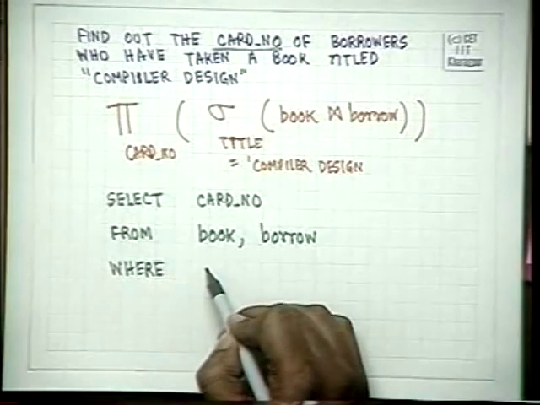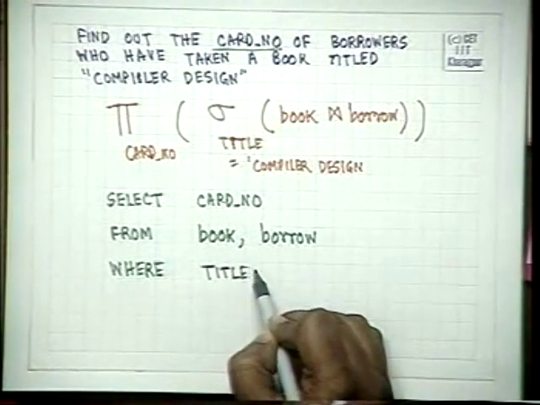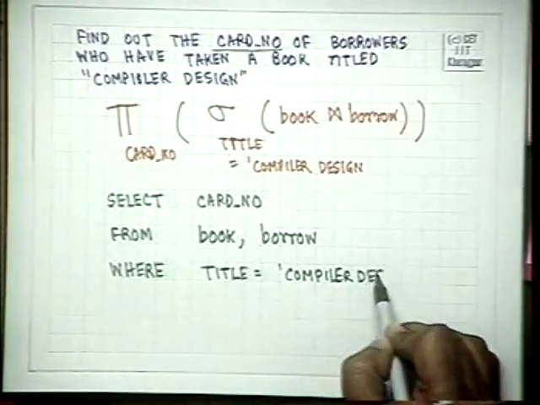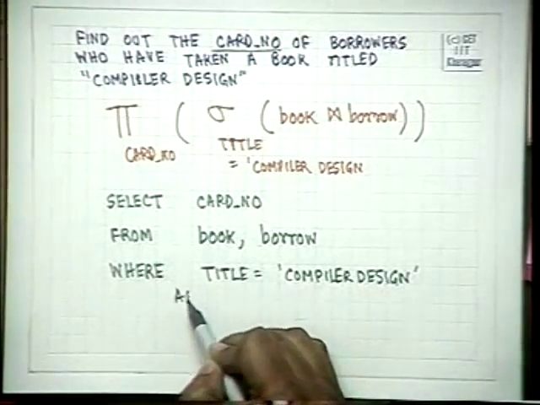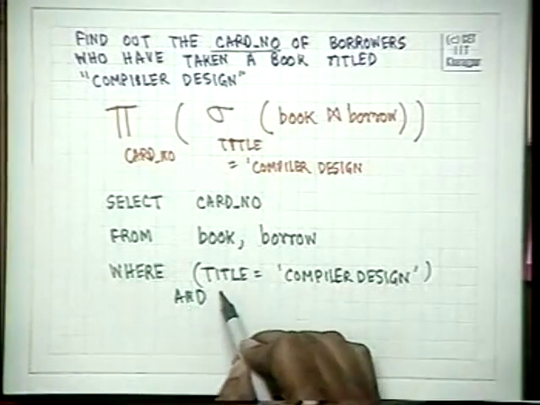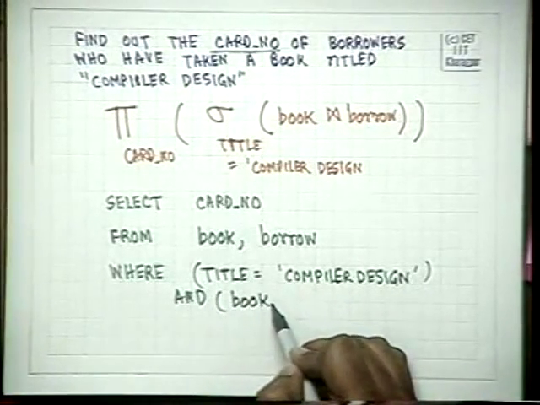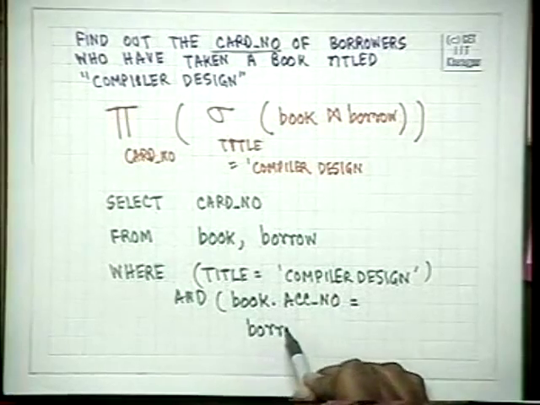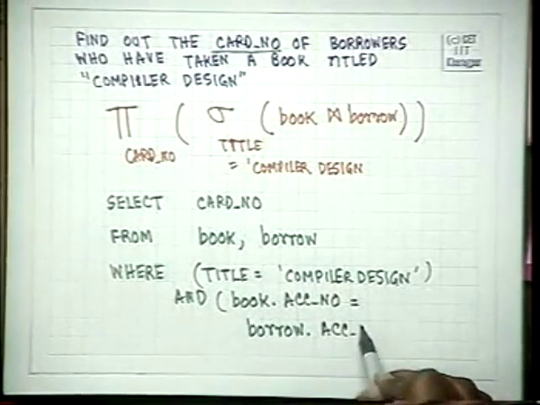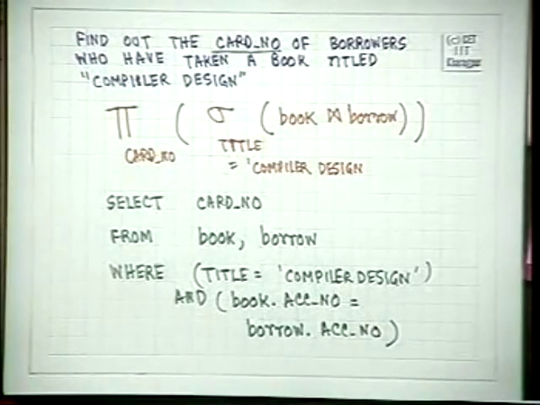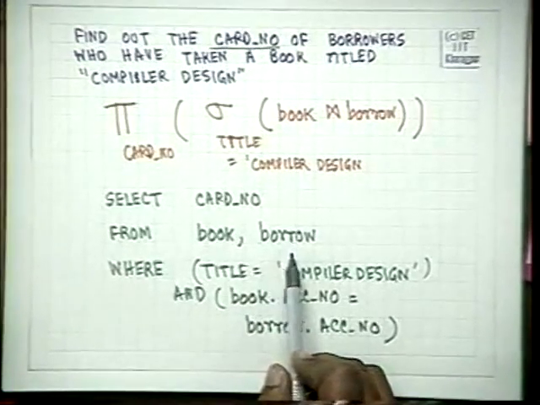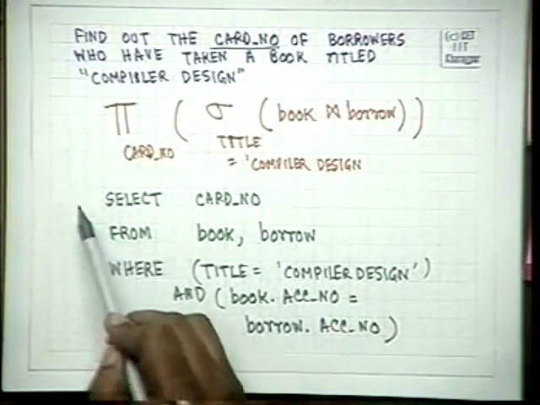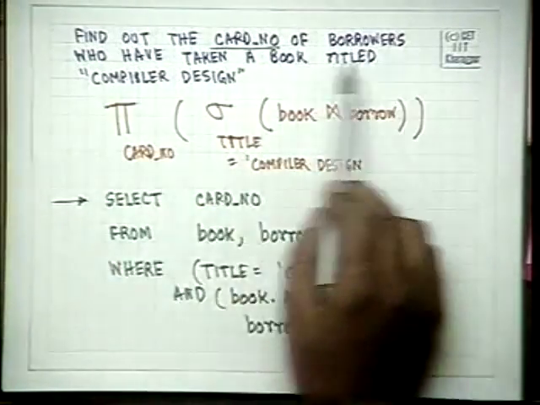Now since this does a Cartesian product, we not only have to write where title is equal to Compiler Design, we also have to write and book dot accession number is equal to borrow dot accession number, because this does a Cartesian product, and to take out the equivalent of a natural join, we have to make sure that the common attributes are the same.